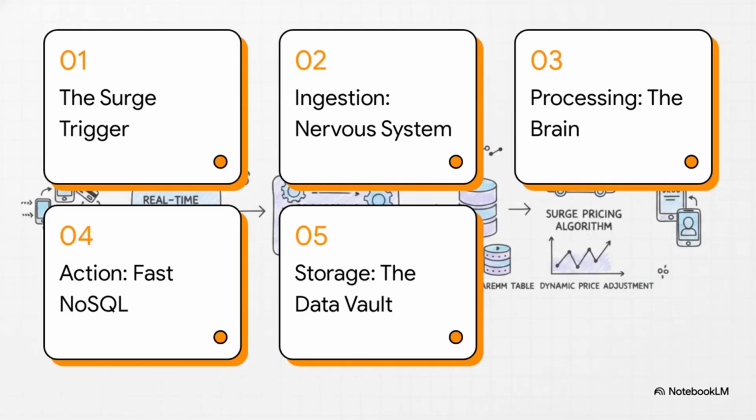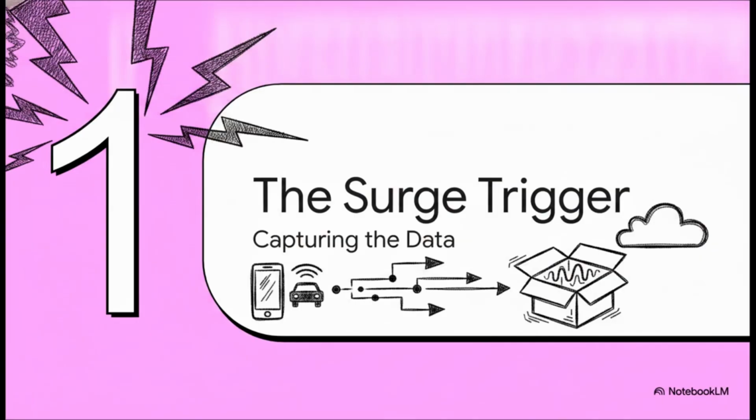How does the app instantly know it's raining, know you want pizza, and calculate that exact price hike so flawlessly? To figure this out, we're taking an anatomical journey following a single GPS ping through a world-class data pipeline. We'll look at the surge pricing trigger, ingestion, processing, action, and finally, storage. Let's jump right in. Section 1.